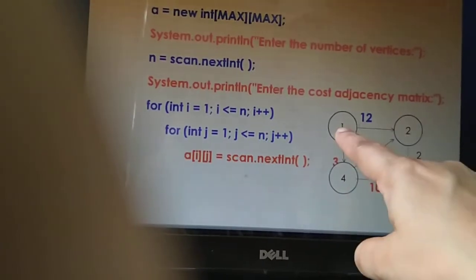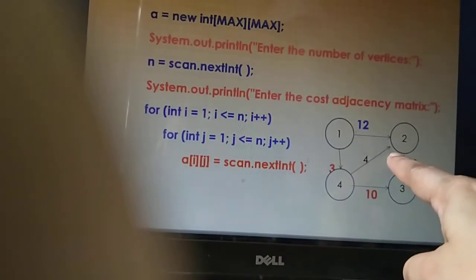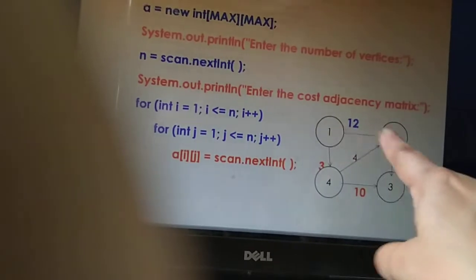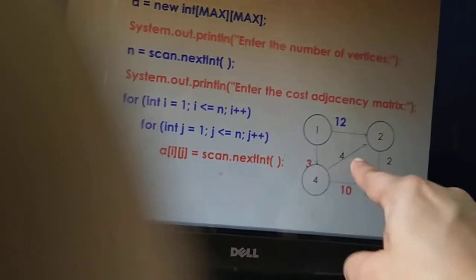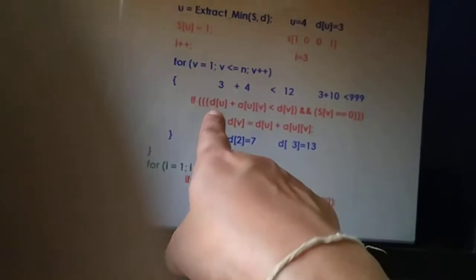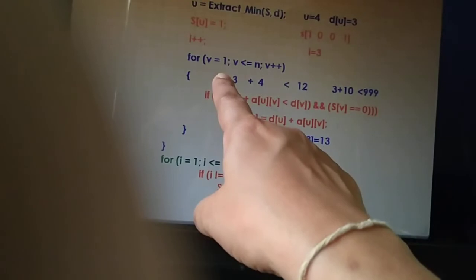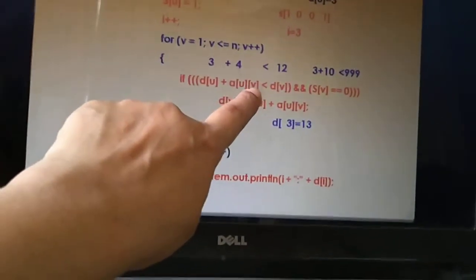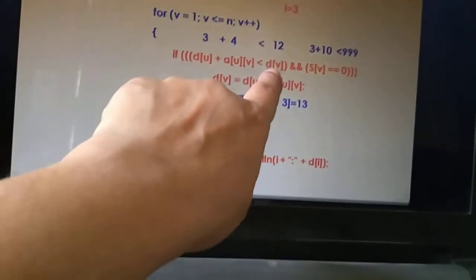4. What is the previous distance you had? 12. Through 4, if I go, it is 3 plus 4. Previous distance was 12. Which is minimum? 7 is minimum or 12 is minimum? 7 is minimum. So I am selecting that. That is what we are doing here. So what is the distance till U? D of U is nothing but 3. So it is 3 plus, what is the distance from 4 to 2? It is 4. So 4 plus 3 is 7.